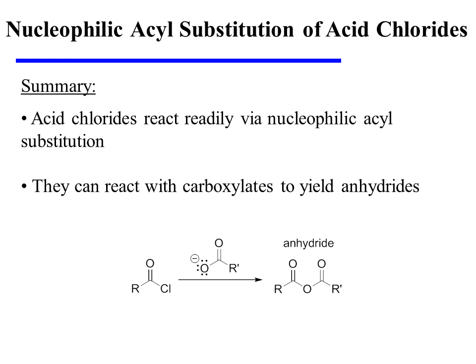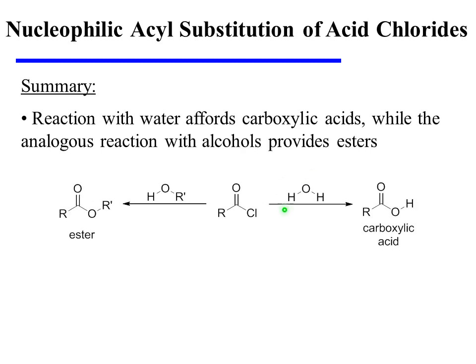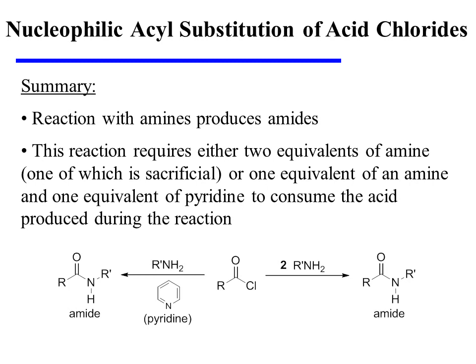In summary, acid chlorides react readily via nucleophilic acyl substitution. They can react with carboxylates to yield anhydrides. Reaction with water affords carboxylic acids, while the analogous reaction with alcohols provides esters instead. Reaction with amines produces amides. This reaction requires either two equivalents of the amine, one of which is sacrificial, or one equivalent of amine and one equivalent of pyridine to consume the acid produced during the reaction.